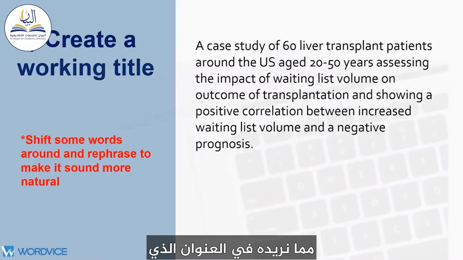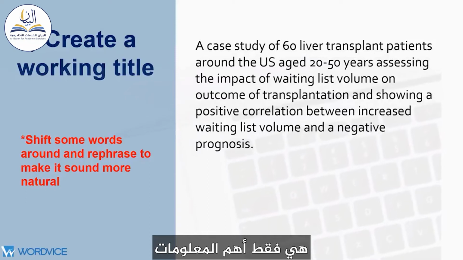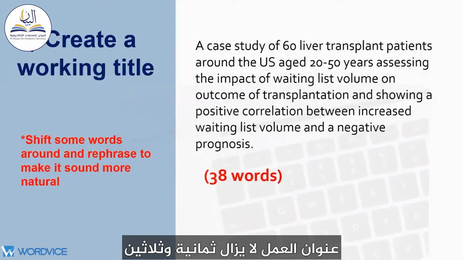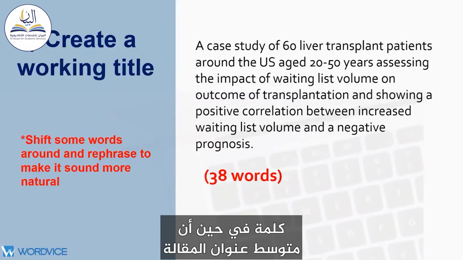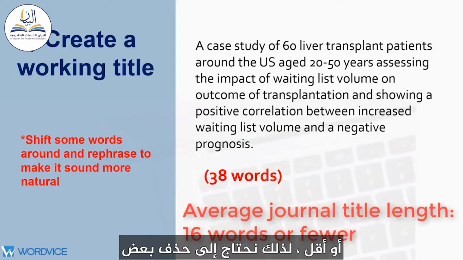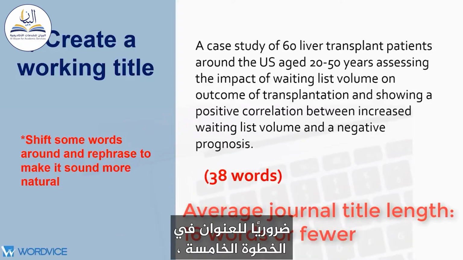This is getting closer to what we want in a title, which is just the most important information. But note that the word count for this working title is still 38 words, whereas the average published journal article title is 16 words or fewer. Therefore, we need to eliminate some words and phrases that are not essential to the title.